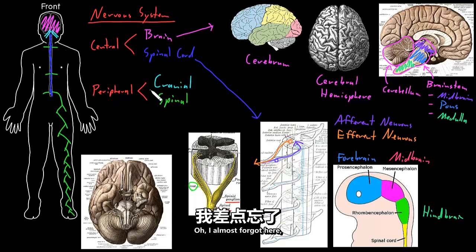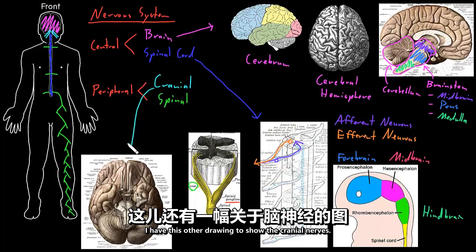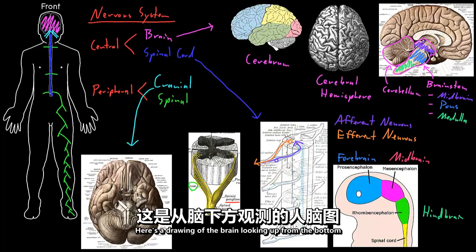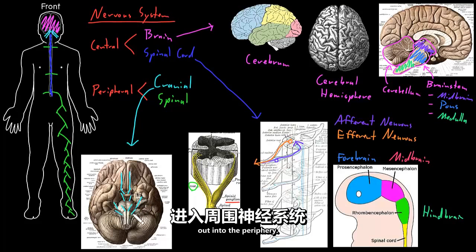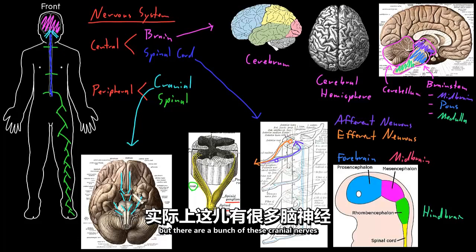Oh, I almost forgot here. I have this other drawing to show the cranial nerves. So here's a drawing of the brain looking up from the bottom. And all of these long stringy looking things coming out of the brain are cranial nerves. They're going to pass through the skull on their way from the brain out into the periphery. I won't draw them all in here, but there are a bunch of these cranial nerves that are going to pass through the skull.